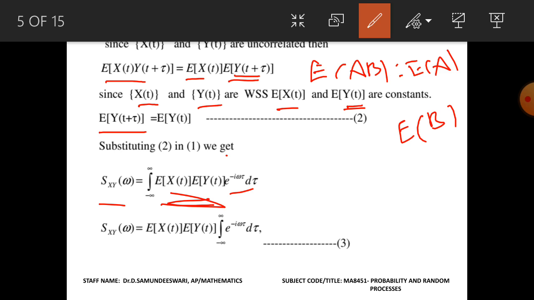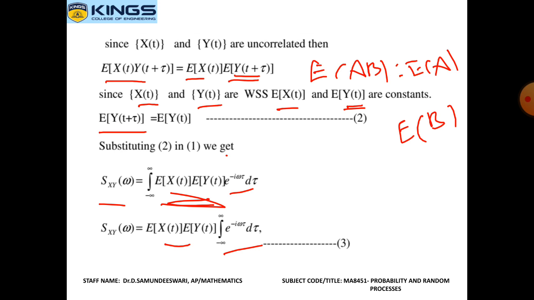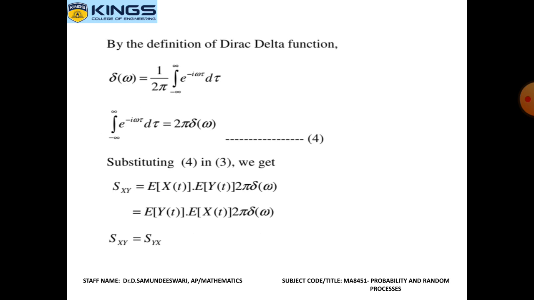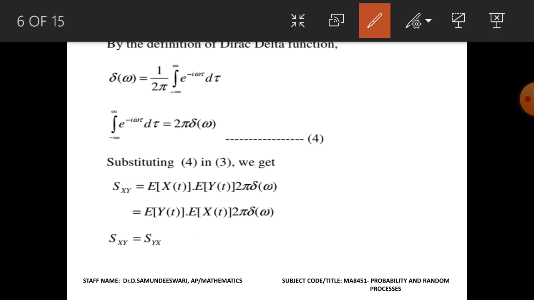So these two are constant values only. Taking them outside the integration, we get expectation of x of t into expectation of y of t into the integral from minus infinity to plus infinity of e power minus i omega tau d tau. Now, by making use of the Dirac delta function definition: what is the Dirac delta function definition? It is denoted by delta of omega. It is already a defined function, it is nothing but 1 by 2 pi times the integral from minus infinity to plus infinity of e power minus i omega tau d tau.